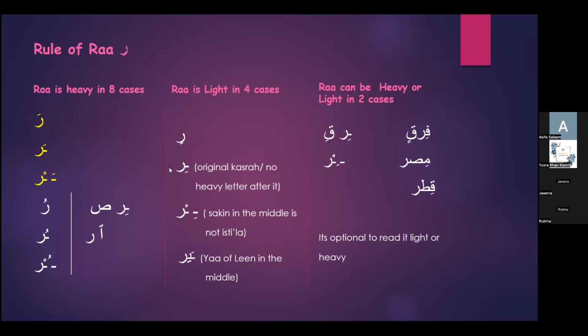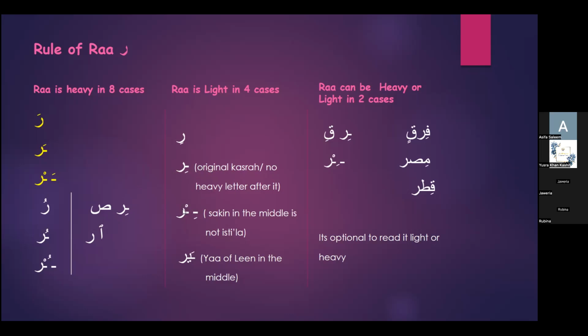And this kasra with the ra sakin after it is not followed by any huruf al-isti'la. There shouldn't be any heavy letter after it. So this situation is to counter this. Like we have a ra sakina with a kasra before it, but this ra is not light because it has a heavy letter after it. So therefore we need to make it clear, ra sakina with an original kasra before it, and there shouldn't be any heavy letter after it, because otherwise this will fall under this or this. So just make it clear here.